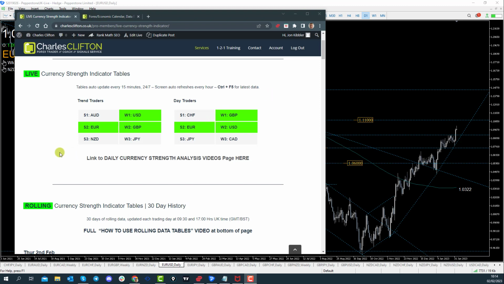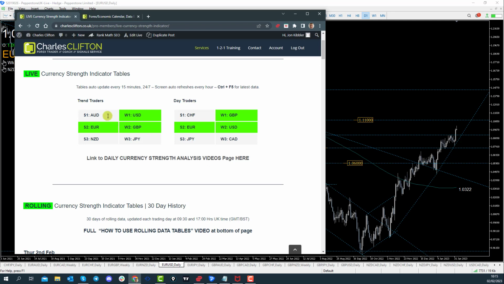We have two types of tables: our trend traders table and the day traders table. These are showing the same studies but just highlighting different time frames, and you can see that some of the currencies are highlighted in green here. That means there is a confluence between those time frames, and that's where we'll be focusing most of our attention in these videos. The tables auto update every 15 minutes 24/7, meaning our members can see how the markets stand right now in real time.